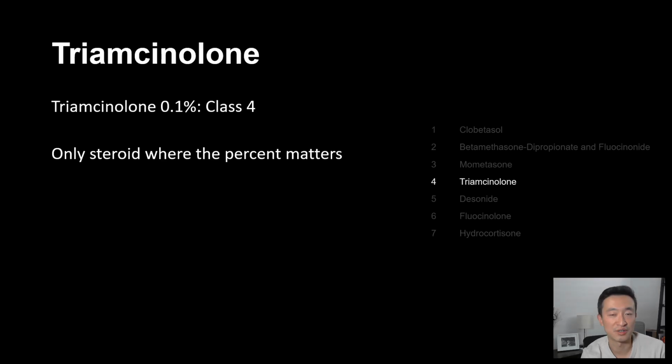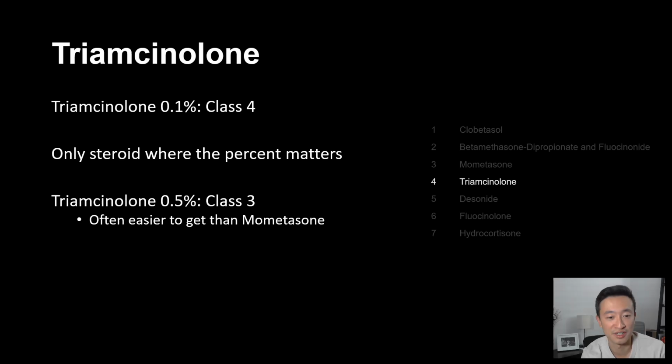And then moving on to class 4. So this is your mid-strength, this is your bread and butter, Triamcinolone. And with Triamcinolone, it is a class 4 topical steroid like we talked about, but this is the only topical steroid where your percent matters, so just pay attention to the percent that's afterwards. So the most common Triamcinolone is just that class 4, 0.1%, but there's also class 3, 0.5%, which is often easier to get than Mometasone. So I typically end up prescribing Triamcinolone 0.5% whenever I normally think of prescribing Mometasone.